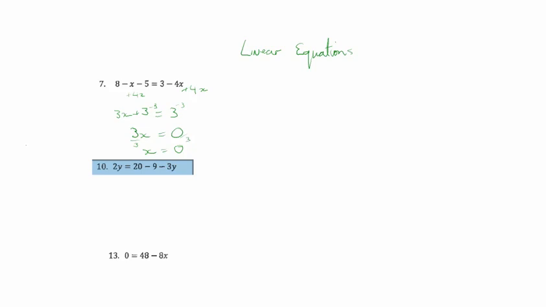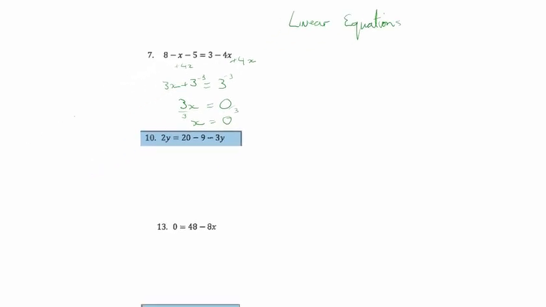Let's have a look at another example. 2y is equal to 20, well, etc. So we want the y's on one side. I've got minus 3y here. Let me add 3y to this side. I must add 3y to that side. 2y plus 3y is 5y on the left, is equal to, on this side, 20 minus 9. I can do that. That's just 11. Minus 3y plus 3y, well, that's no y's. And we got 5y is equal to 11.